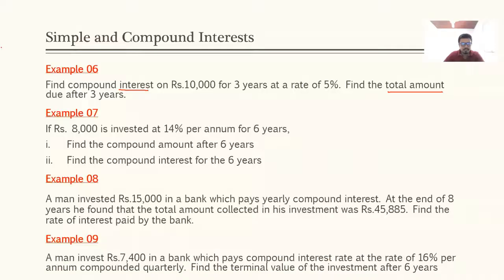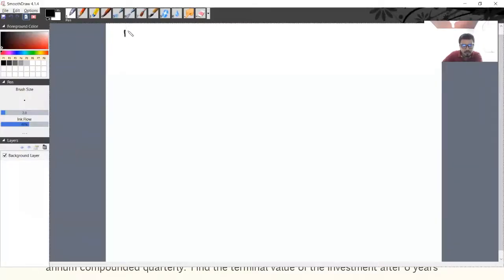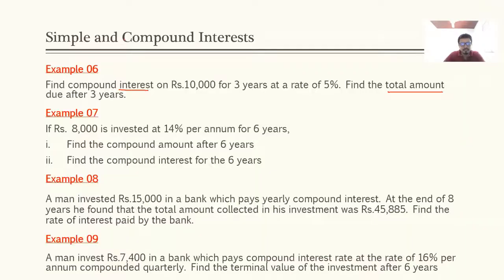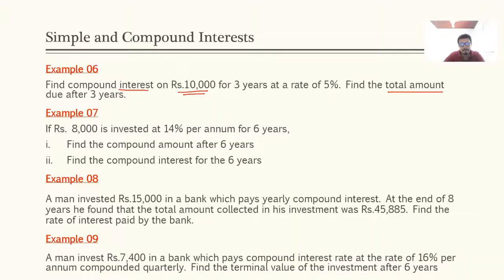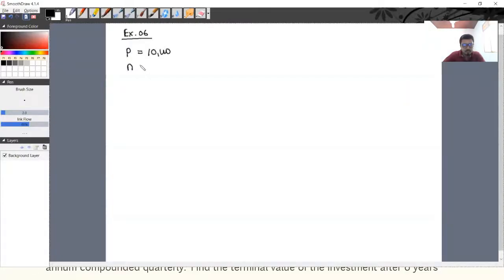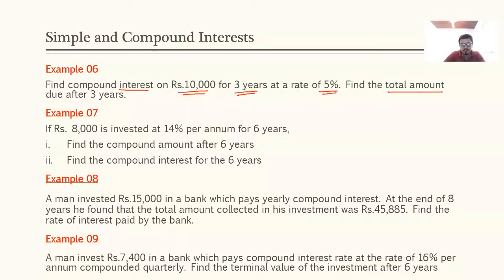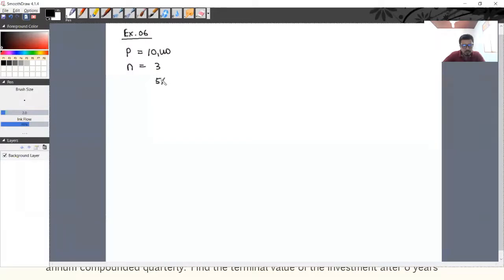Example number 6. Find compound interest on 10,000 rupees. What is this 10,000? That is our P value, 10,000. For 3 years. What is this 3? That is the number of periods, number of years, 3. At a rate of 5%. So what is this 5%? That is the interest rate, I value.